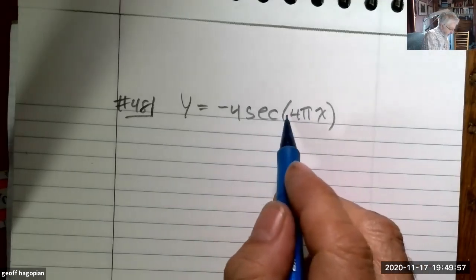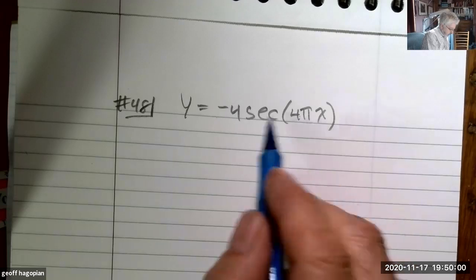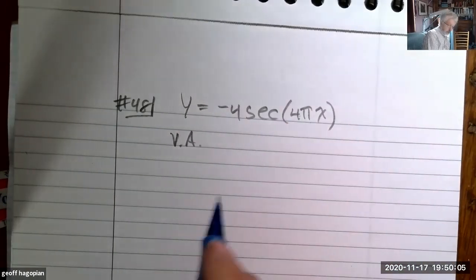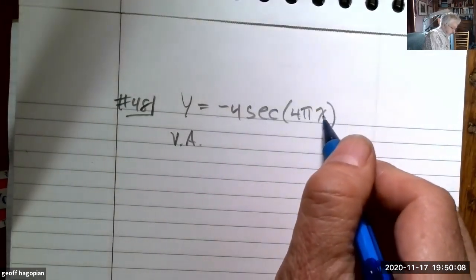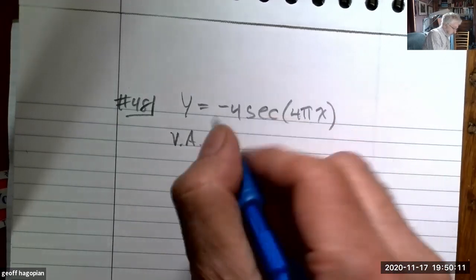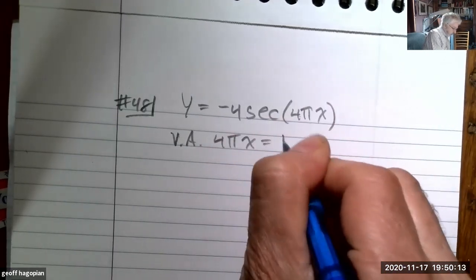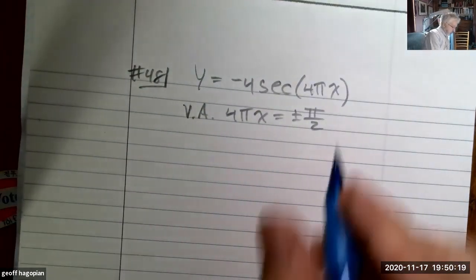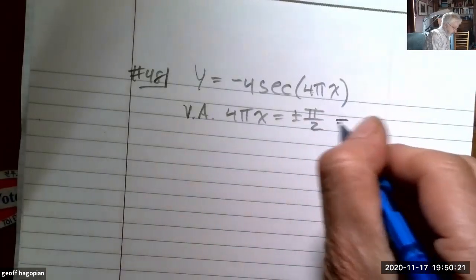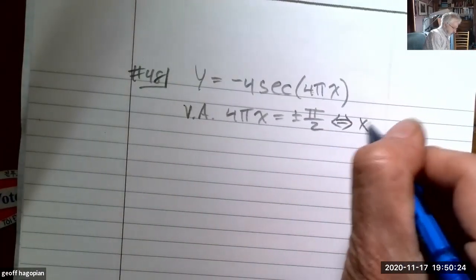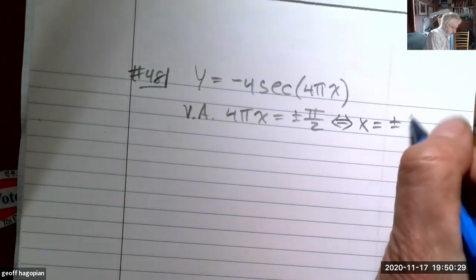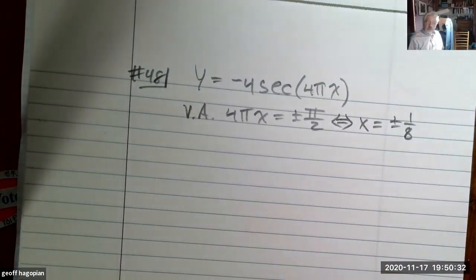So the asymptotes are where cosine is 0, right? Secant is the reciprocal of cosine. So the vertical asymptotes, which really give it shape, right, are where 4 pi x equals plus or minus pi over 2 again, right? Where cosine is 0. And so that means that x is equal to plus or minus 1/8, just dividing both sides by 4 pi. Okay.